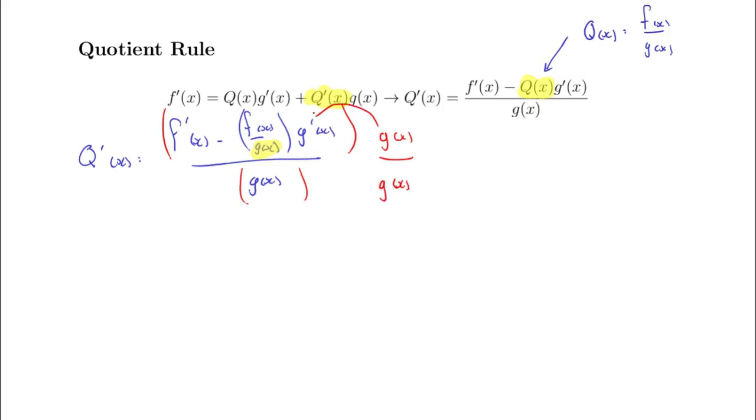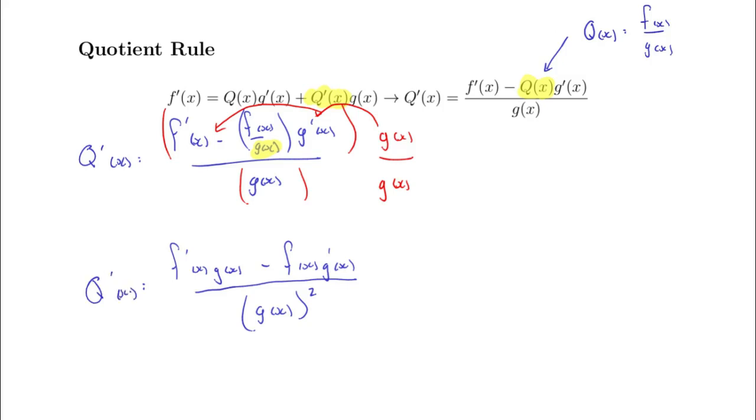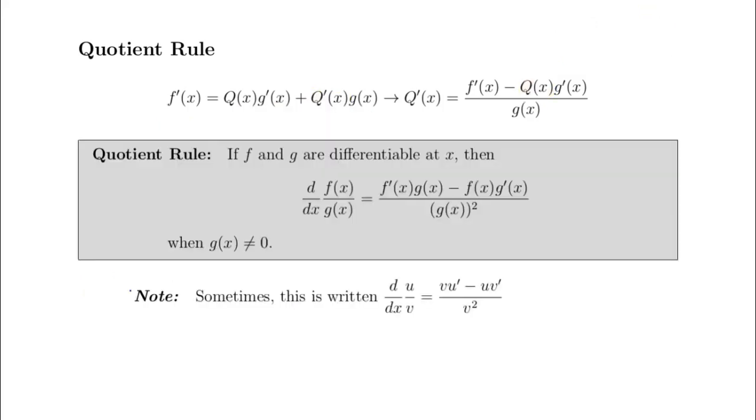We have to do the distributive property on the top. In our numerator, we now have f prime of x, g of x, minus, notice this denominator goes away, so we have f of x, g prime of x, and then in the denominator we have g of x squared. And this is our quotient rule. So here we have it. If f and g are both differentiable at x, then the derivative of f of x over g of x is f prime g minus f g prime over g squared.